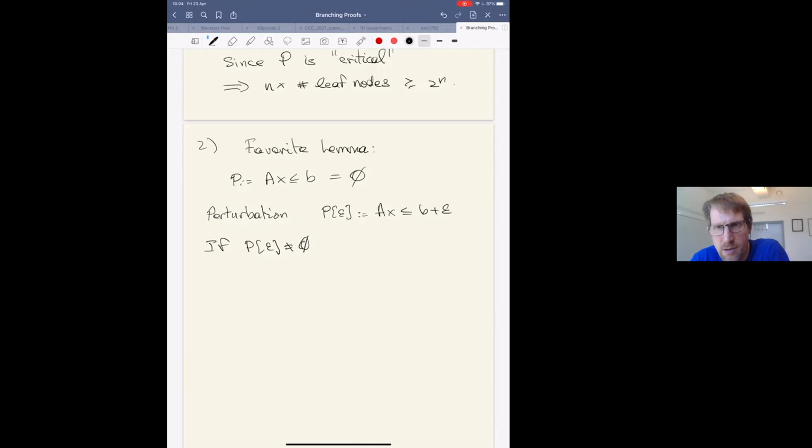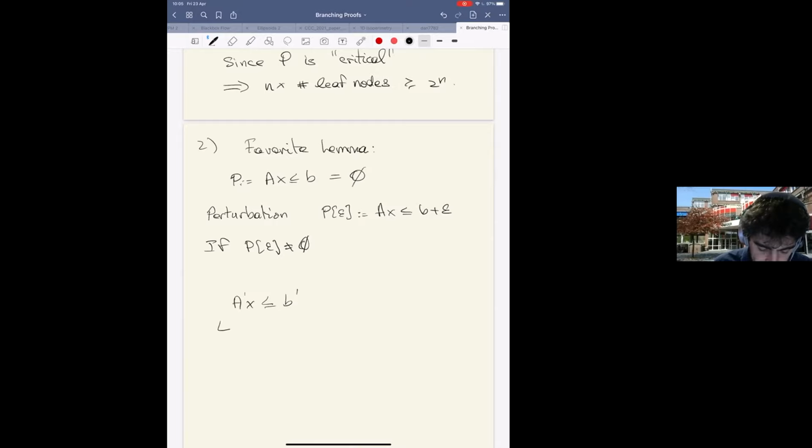Exactly, yes. Just as an aside, you'll really have some A'x less than or equal to b' or something like this. So let's look at the first one, some A1'x less than or equal to b1'. And then you want to say that this implies something. This is the perturbed version of the original inequality.